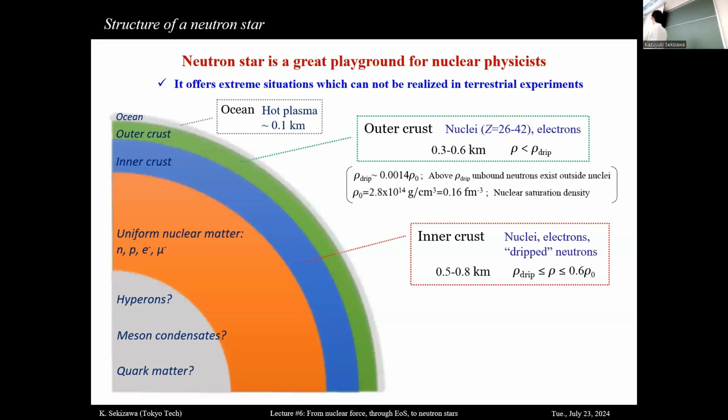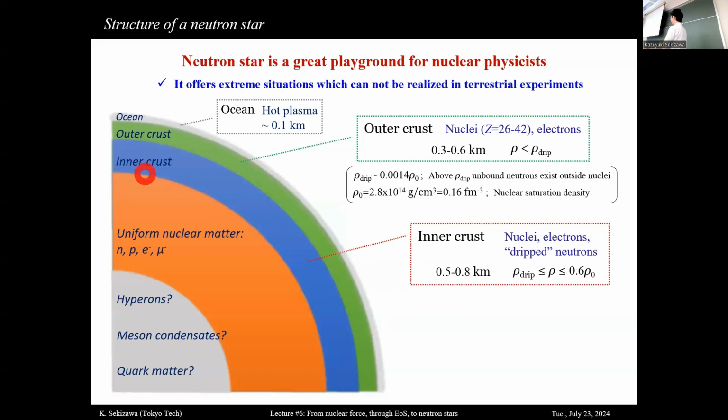And as I mentioned, the number of neutrons increases, and at some point, neutrons start dripping out of the nuclei because we have a drip line of finite nuclei. So in this layer, the so-called inner crust, we have a Coulomb lattice of nuclei, and outside of it, we have a sea of superfluid neutrons. Okay. So such a system with a solid crust permeated by the neutron superfluid is called the inner crust.